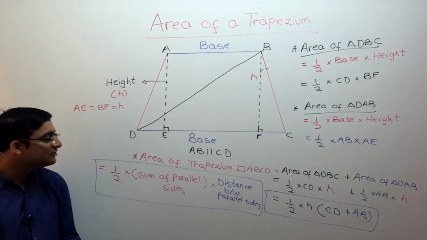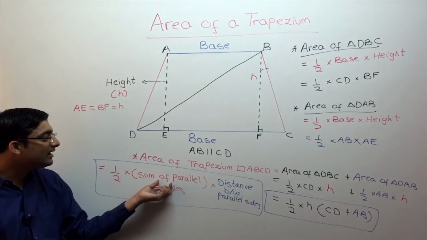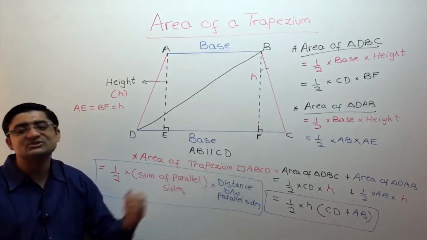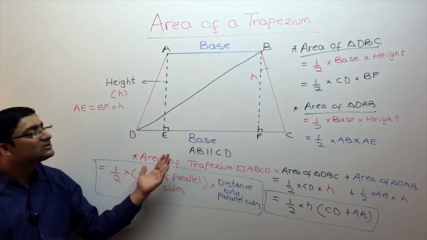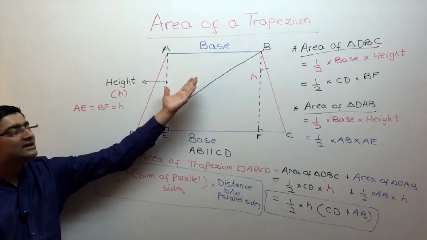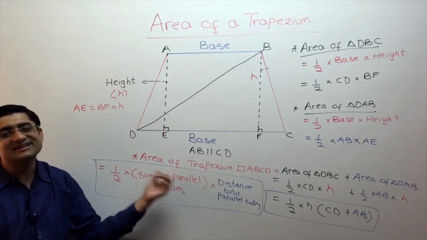So what is area of a trapezium? It is half into the sum of parallel sides multiplied by the distance between the parallel sides. So this is the concept of a trapezium, base and height, and this is how we find the area of a trapezium.